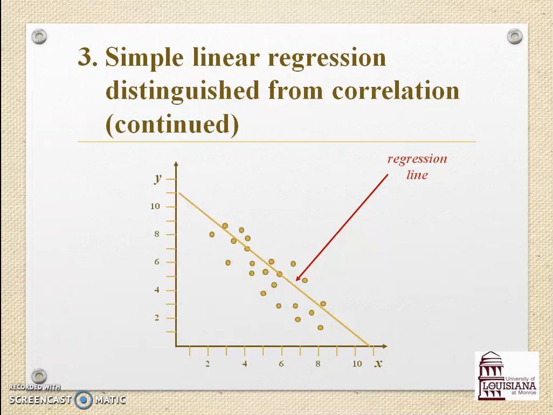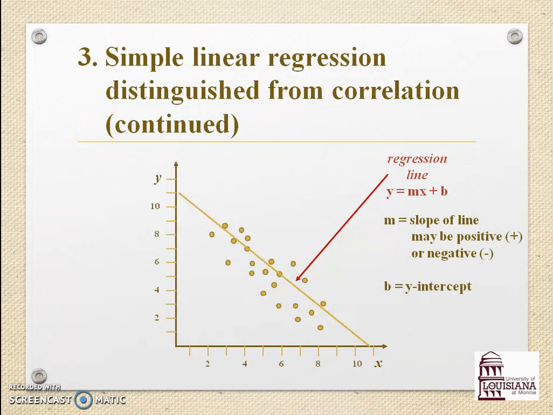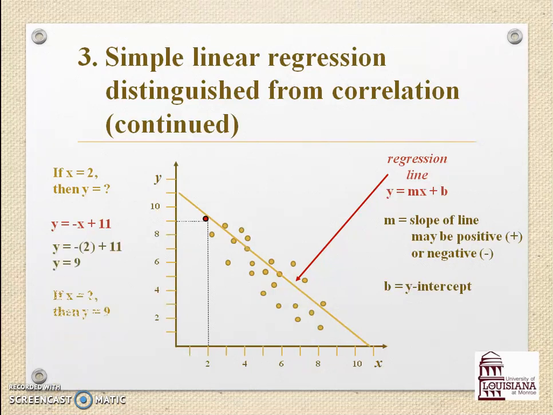To predict y, the regression line is represented using an algebraic equation, y equals mx plus b, where m is the slope of the line and b is the y-intercept. We can use SPSS to help us determine the slope and y-intercept in this equation. Let's pretend that in the graph here, the equation for the regression line is y equals negative x plus 11. If we know that x equals 2, then using substitution and simple algebra, we can expect that y will equal 9. Here we use the regression line equation to help us predict y given x.